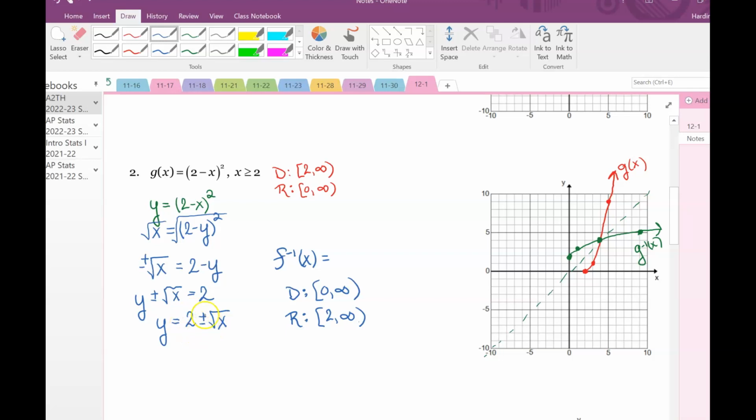So what does that mean that you keep here to make the actual inverse function? You only keep the positive. So f inverse of x is equal to 2 plus the square root of x. And I want you to look at that green graph and think about your parent functions. The square root function shifted up 2. That's exactly what we're looking at.